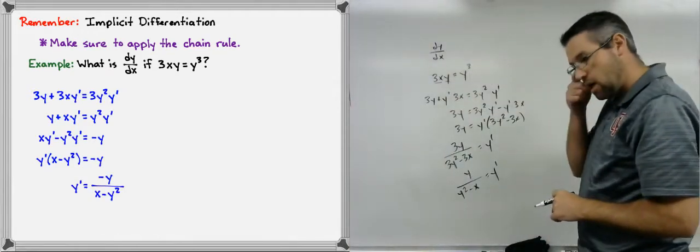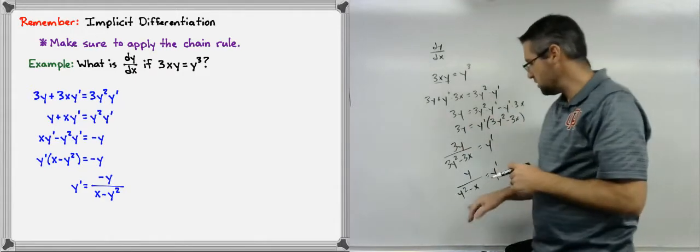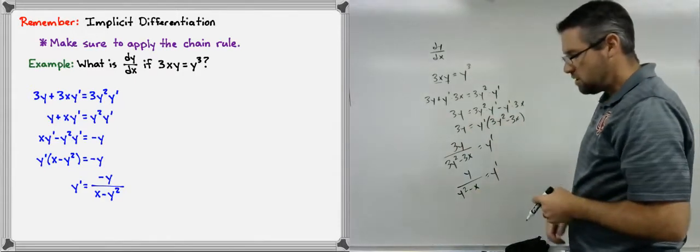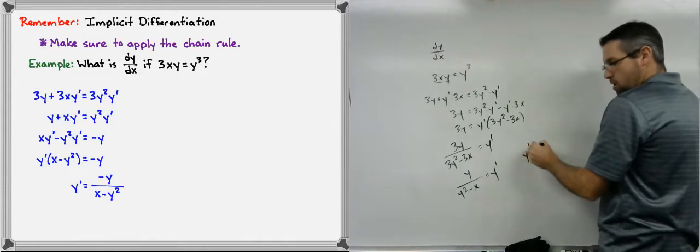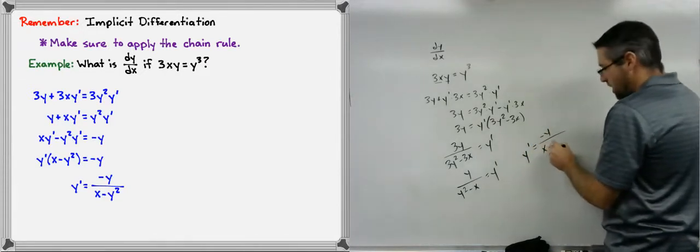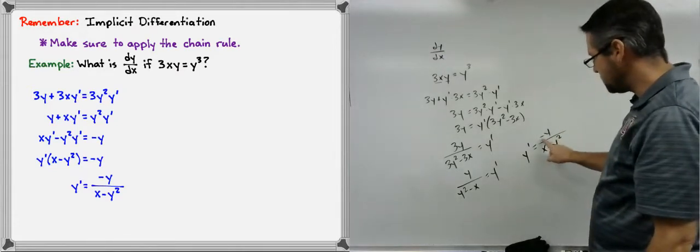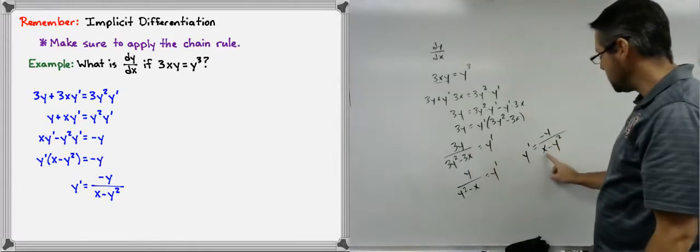Notice the way I did it here versus the way that's in the lesson. You'll notice the signs are completely different. You'll see in the lesson it says y prime is equal to negative y over x minus y squared. So you can see that it's actually equivalent. They're the same thing. There's a change in signs on the top and then a change in signs on the bottom.